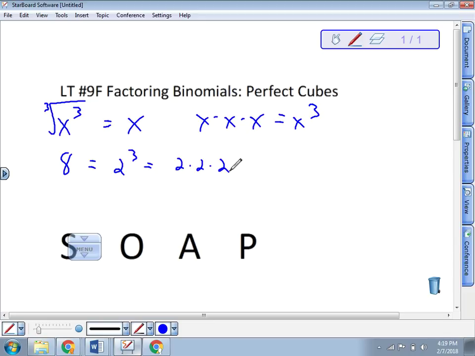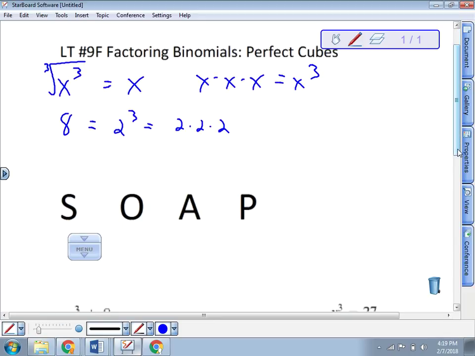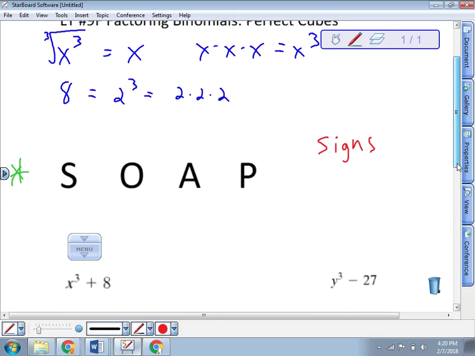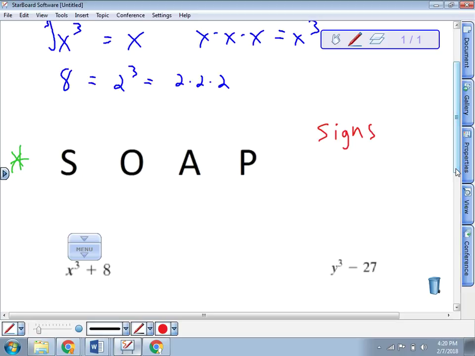Now let's figure out how to solve. The biggest phrase, and I'm going to say this over and over, is the phrase SOAP, because this is very pattern-based, and SOAP refers to how we set up the signs. So here's what SOAP stands for. S stands for same sign, then O stands for opposite sign.